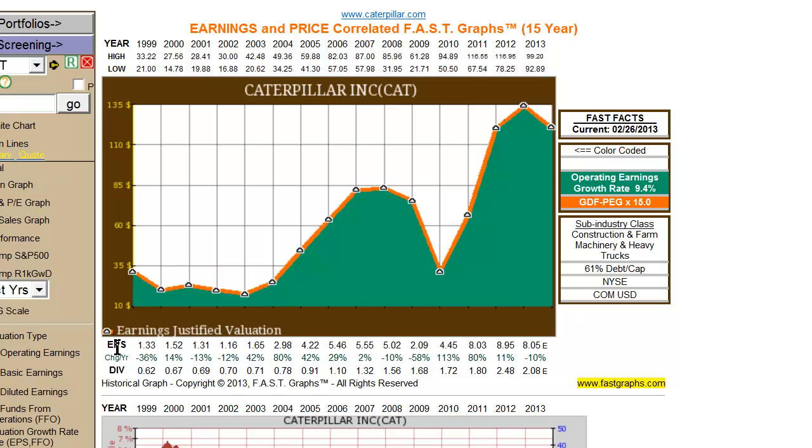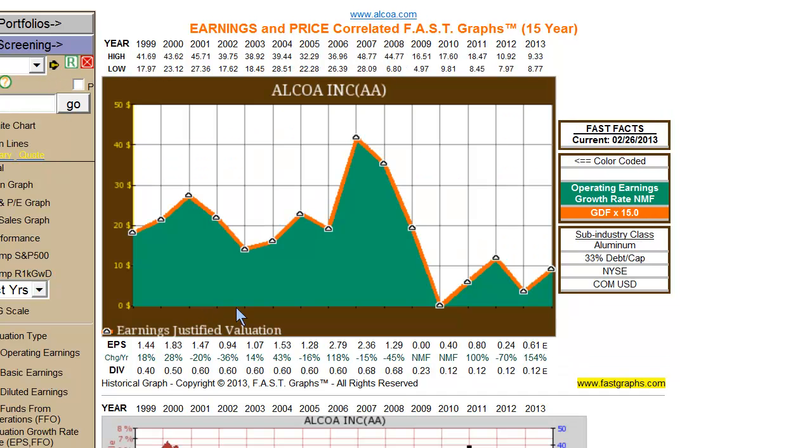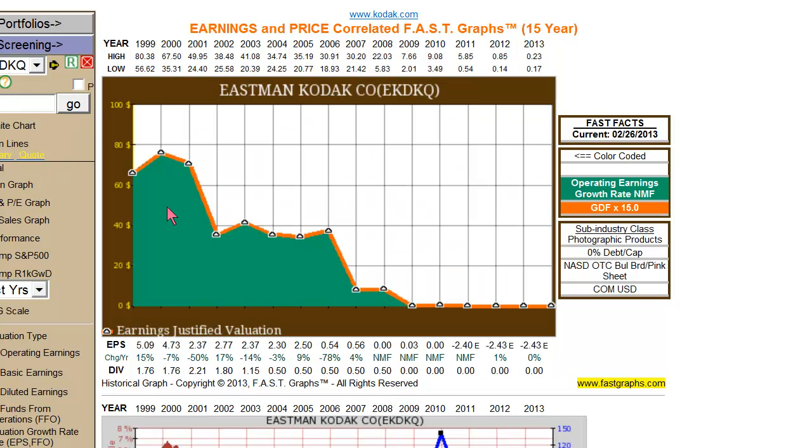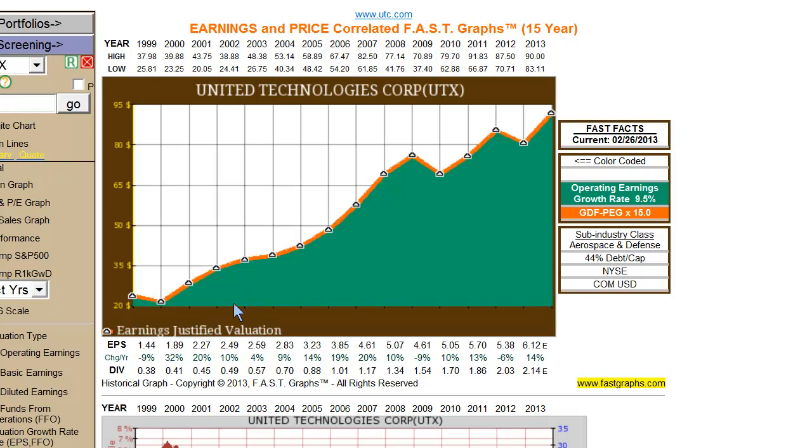These next examples are designed to illustrate how you can instantly view a company's operating history to see how the business has performed. Here we see Caterpillar, a relatively cyclical company. Alcoa, even more cyclical, where earnings have been all over the place. And then if you look at Eastman Kodak, you can see that earnings per share have been collapsing over the last 15 years. And then our final example, we'll look at United Technologies, another example of a company that's had good, strong earnings growth with only some minor interruptions during the Great Recession of 2009.